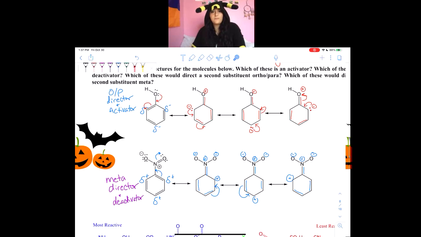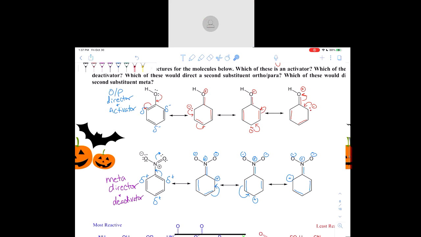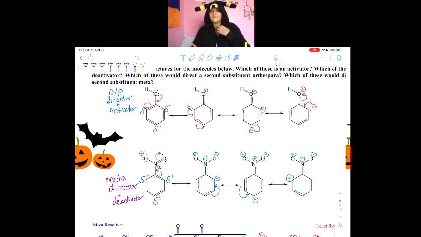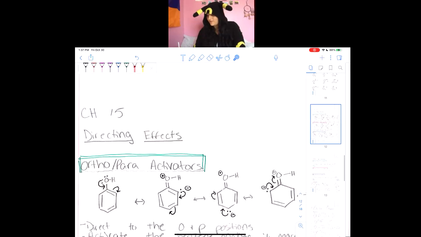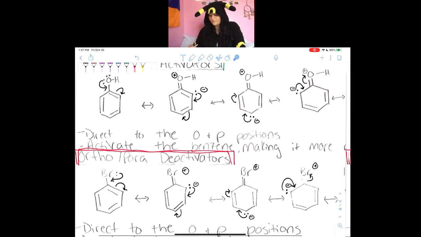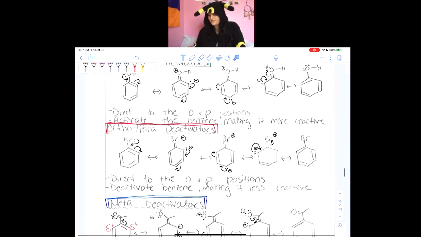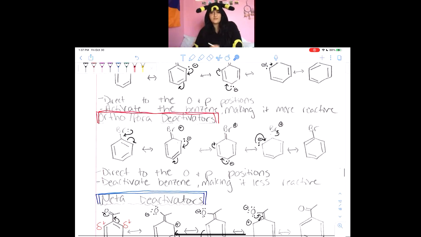So when we're looking at determining if it's an activator or deactivator, we're not looking at the substituent, we're looking at the benzene ring? Exactly. Gotcha. Okay, cool. And then I, for some reason, didn't give myself enough space to do the resonance for a halogen, so I'm just going to show you guys a pre-drawn one that I did last semester.